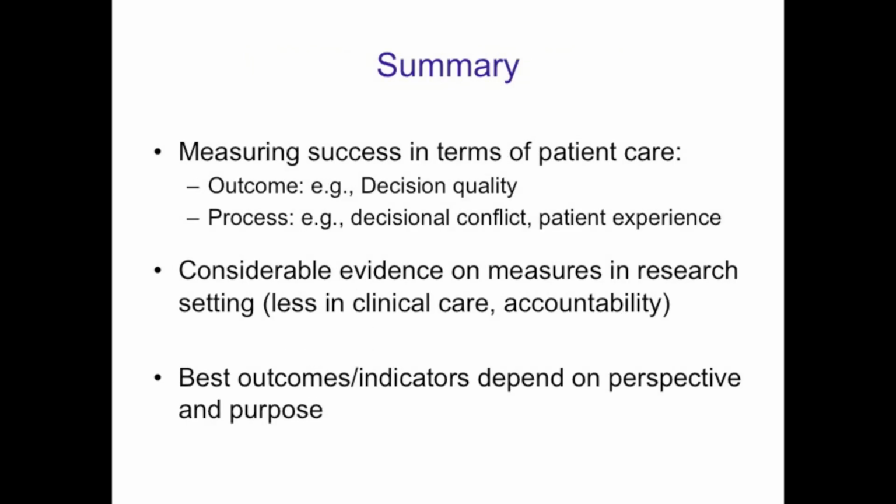And then just to wrap up, at least from our perspective, and there's some consensus around this from the International Patient Decision Aid Standards Group, when we're thinking about measuring success in terms of the quality of decisions, the outcome measure of decision quality is defined as patients who are well-informed and receive treatments that reflect and match their goals and concerns. Clearly it's also important to have process measures to figure out what was happening in that decision-making process. Decisional conflict, the SURE scale, and measures of patient experience are going to be very important there too.